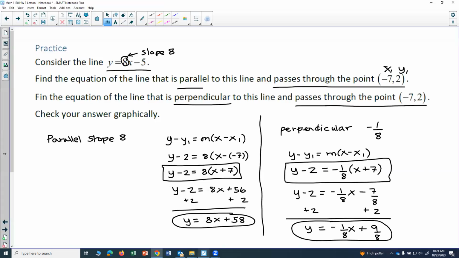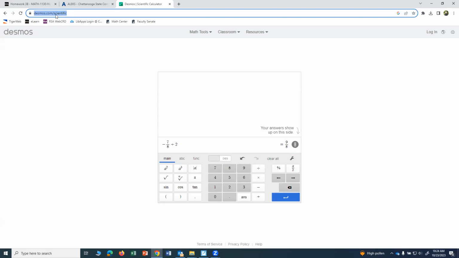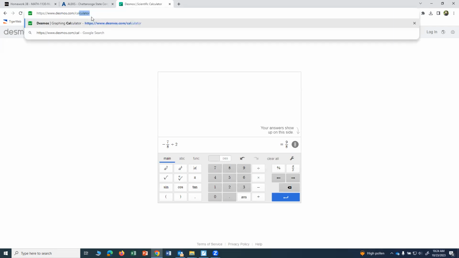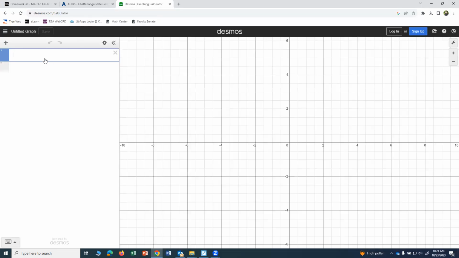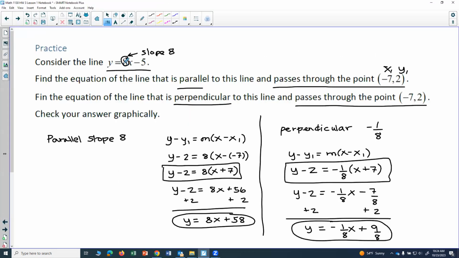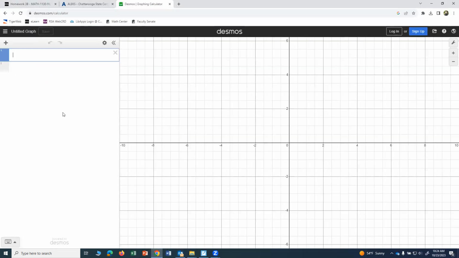Now, also, if I wanted to check to see that I got the correct lines, I could actually graph all three of these lines in the Desmos graphing calculator or in your TI-84. So I'm going to go to desmos.com/calculator. And I'm going to put in my original equation first. My original equation was y equals 8x minus 5. So I'll put that in.